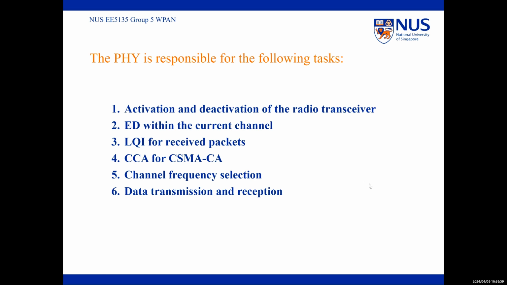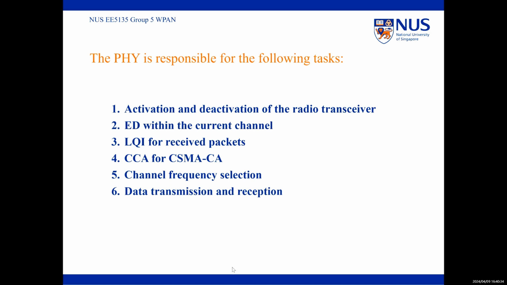The fifth one is that the physical layer is responsible for selecting appropriate channel frequency to minimize interference and optimize our communication quality. In this application, ZigBee chooses 2.4 GHz. The sixth one is that the transmission and reception of data are managed by the physical layer, and it involves the encoding, the modulation, also the demodulation process.